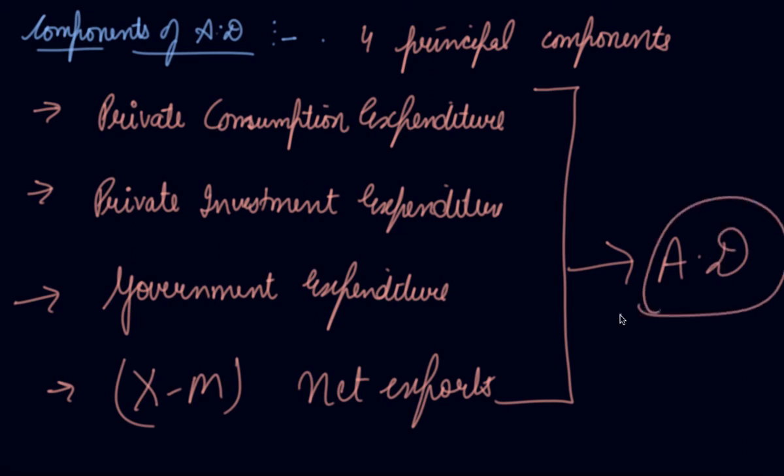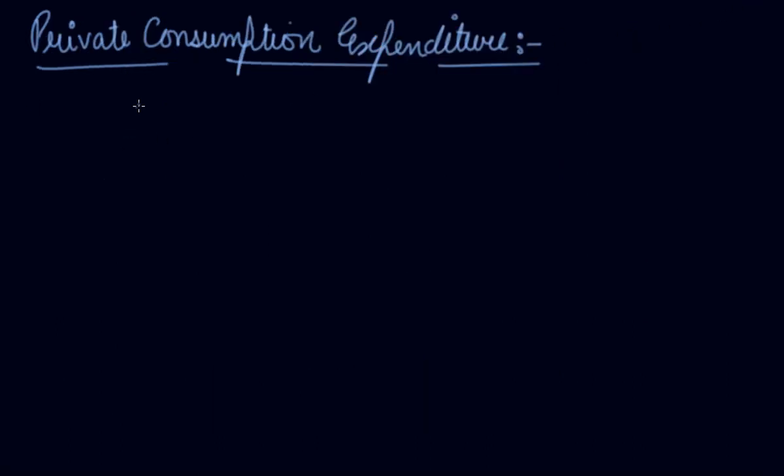Now let's understand each one of them. Now what is private consumption expenditure? See, whatever the expenditure is done by your households, right? We people, we the private people, we the households, whatever expenditure we do in order to purchase the goods and services of a country during an accounting year. This becomes your private consumption expenditure.